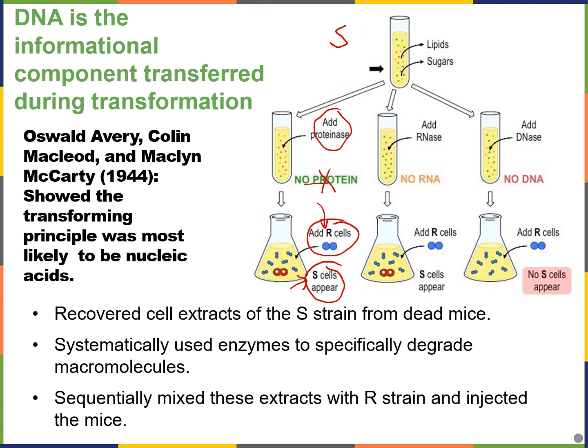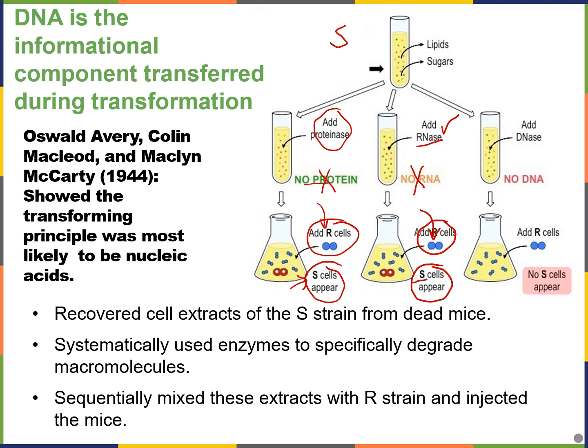They do the same thing with RNA. So they add RNase enzyme, which destroys RNA. They mix the S cells that have been treated with RNase with living R cells, and they still get live S cells again. So something is still being transformed into R cells to allow S cells to appear, and it was not RNA.